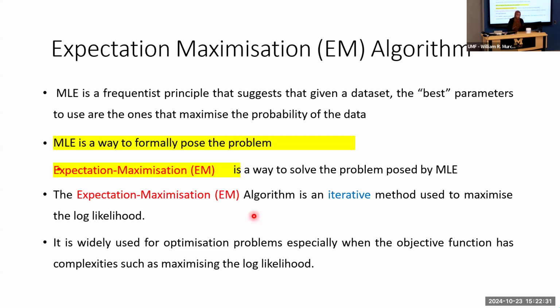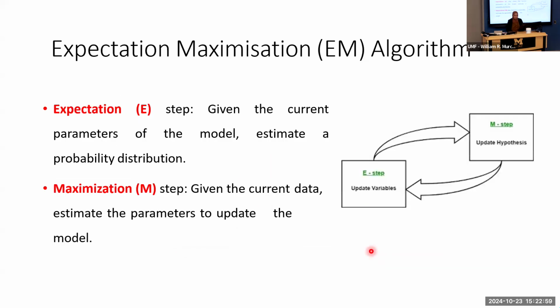So there will be lots of math, but at the end we'll be able to understand, because the concept is very simple. It's an iterative algorithm that is widely used for optimization problems, and if you're doing AI, one day you are going to meet it. It is used particularly when the objective function has complexities, such as maximizing the log likelihood. This is the most used case.